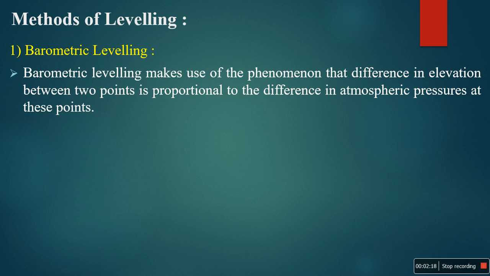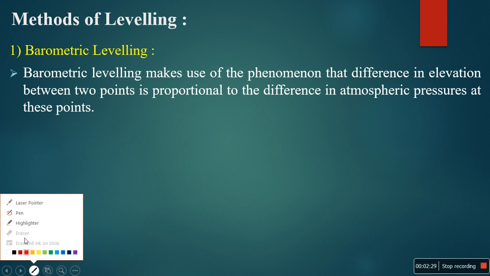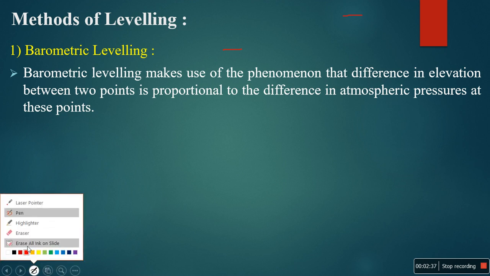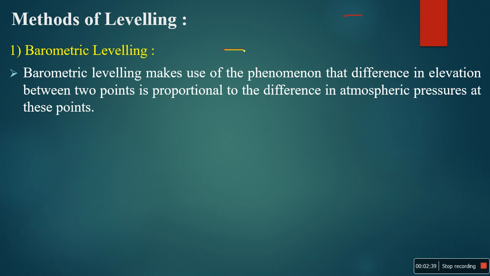In this barometer method, we have to find the difference in atmospheric pressure with respect to the points. Suppose I would like to explain here. Suppose this is one level, and one more level is here. This is the first level, and this is the second level. By using a barometer, we have to find the difference in atmospheric pressures with respect to the levels. This is one point and this is another point. We have to find the difference in elevation.